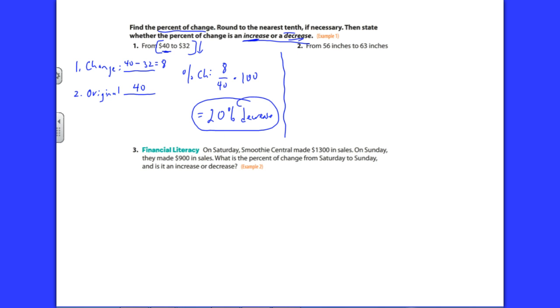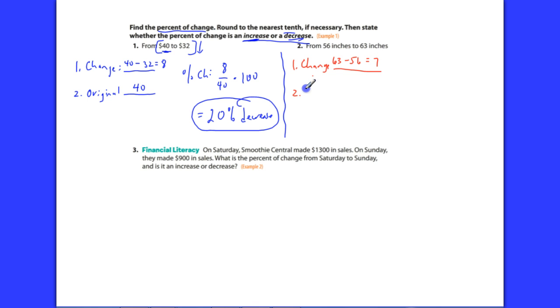Now I think what I'll do for number 2 is change colors just so you can keep them separate here. We're continuing to find the percent of change. Number 2 says this went from 56 to 63. The first thing you always have to find is the change. It went from 56 to 63, so I'm going to go 63 minus 56. I subtract that and I get 7. So this went up 7.